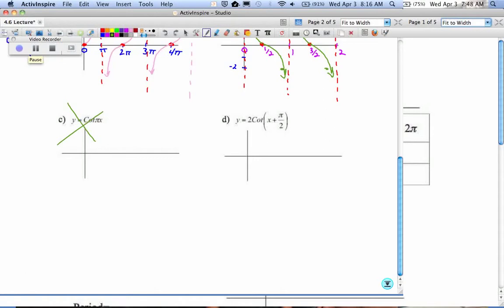Okay, what's my B value? 1. Here's B. So if my B value is 1, the period of the function will be pi divided by 1 or pi, and the critical points will be spaced every pi over 2. So every pi over 2.